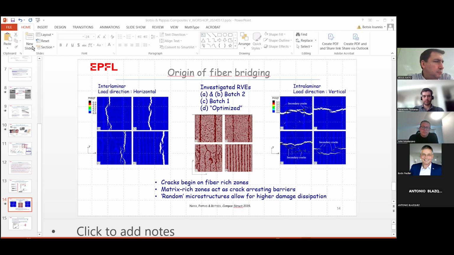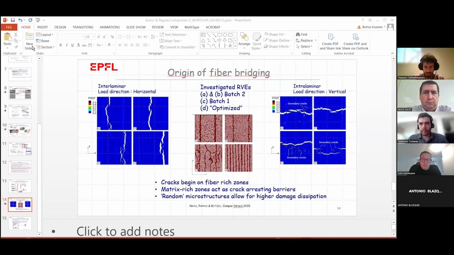So in any case, the important thing is that using a mesomechanical model involving delamination cracks in a plane, we have noticed that with the delaminations observed, we have a dominant, absolutely dominant role of mode one.